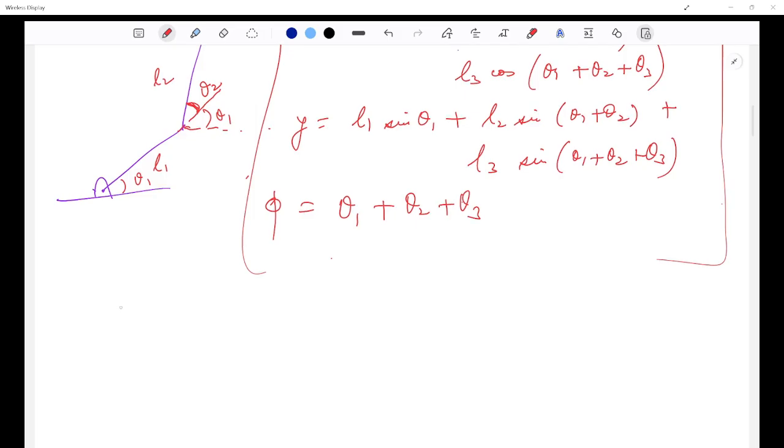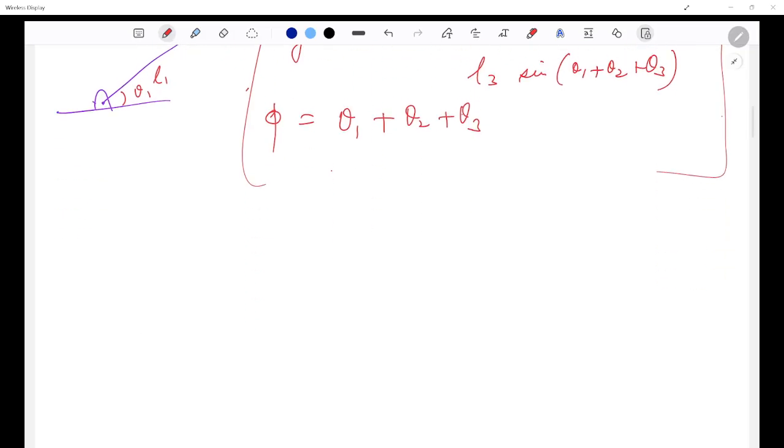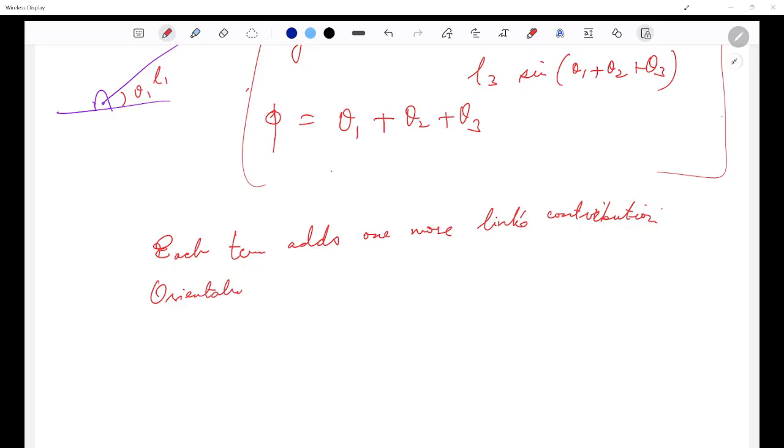Okay, so if we can explain physically what happens in the x and y case, each term that we saw right now adds one more link's contribution, right? And orientation is just the sum of joint angles.